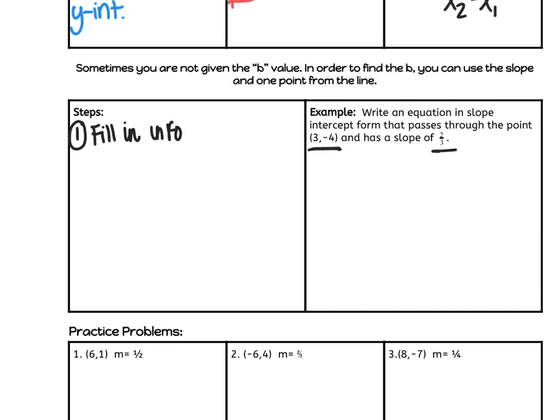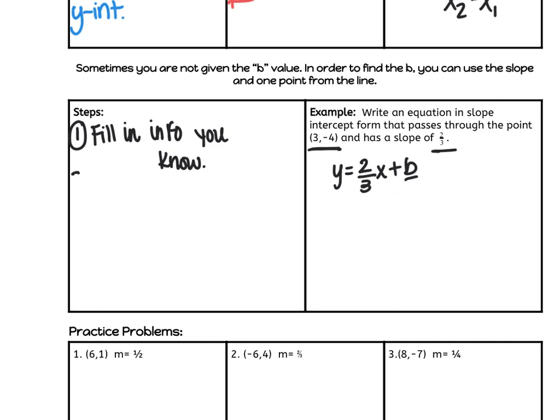So we know we're using slope-intercept form, and you know the slope. So I'm going to start with y equals. I know my slope is 2/3, so instead of y equals m, I'm going to put 2/3. Still my x, and then the b is what I'm looking for, or my y-intercept.